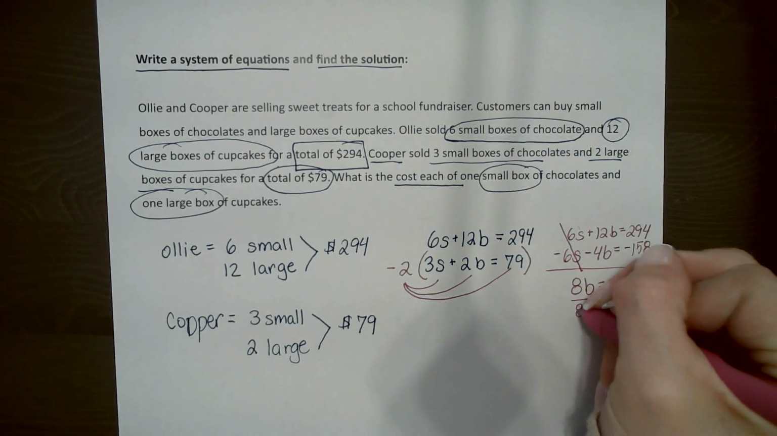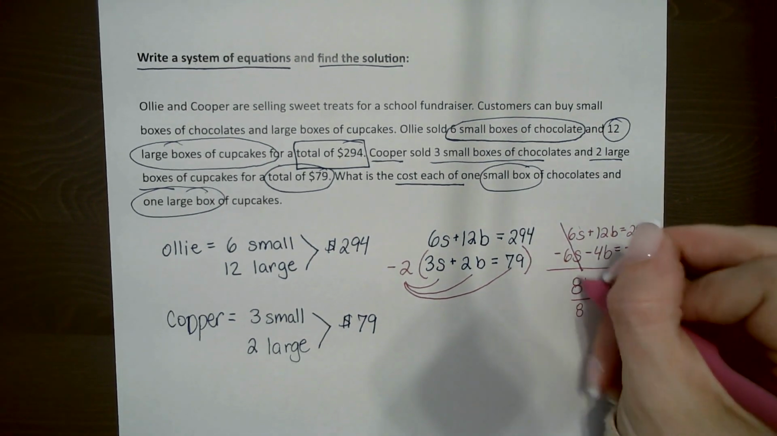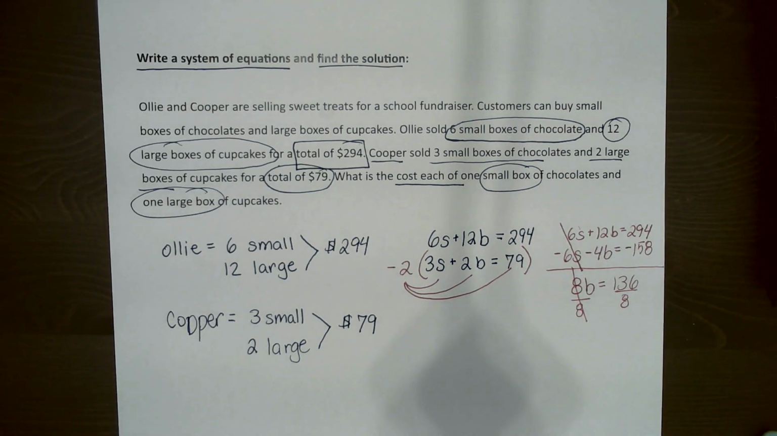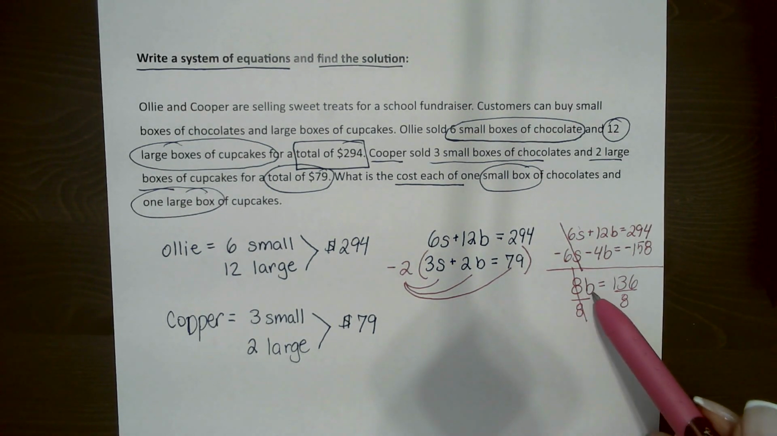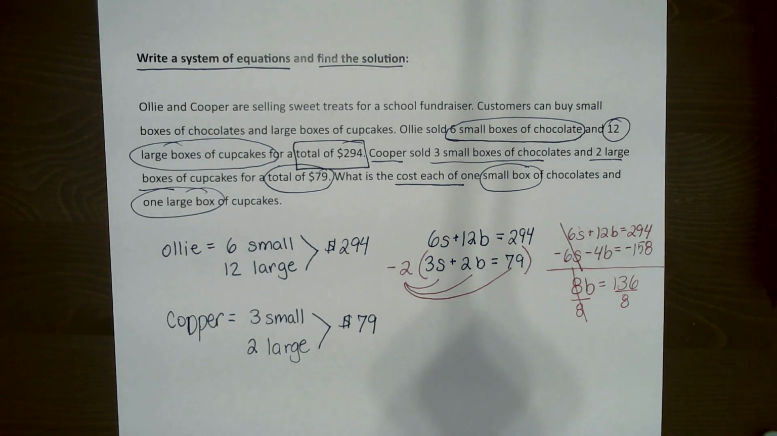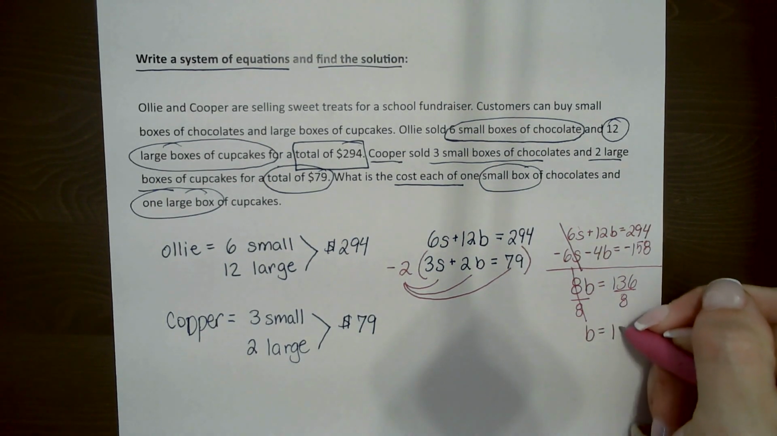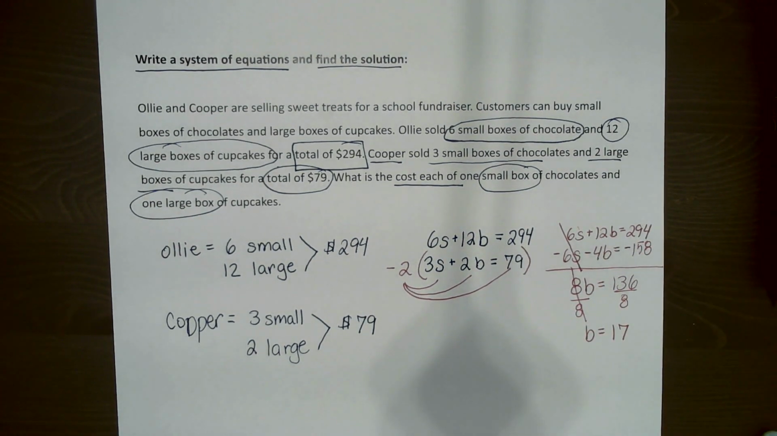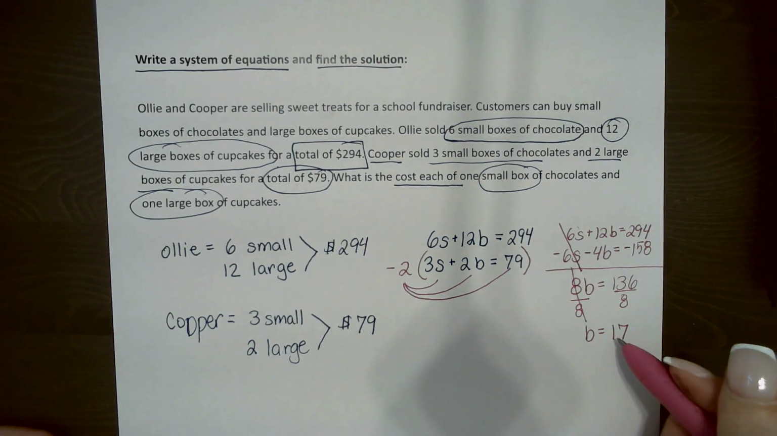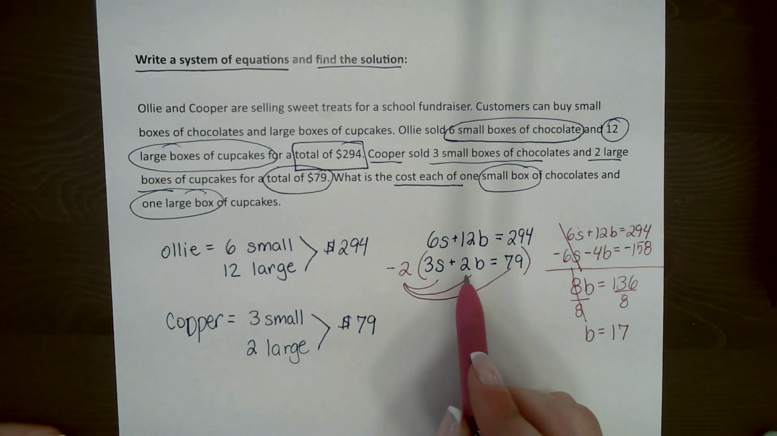So if we divide that by 8, 136 divided by 8 is going to tell us how much each big box costs, because this is saying 8 big boxes cost $136. So if we do 136 divided by the 8 boxes, we see the big boxes are $17.